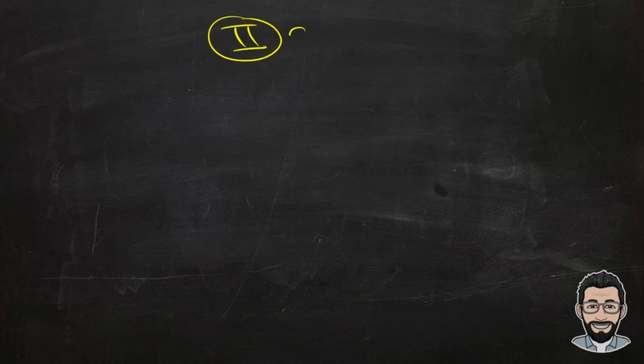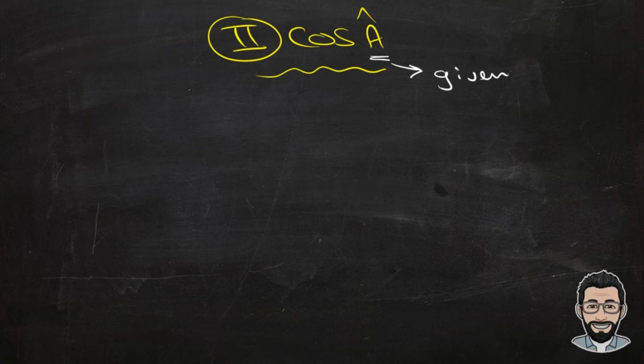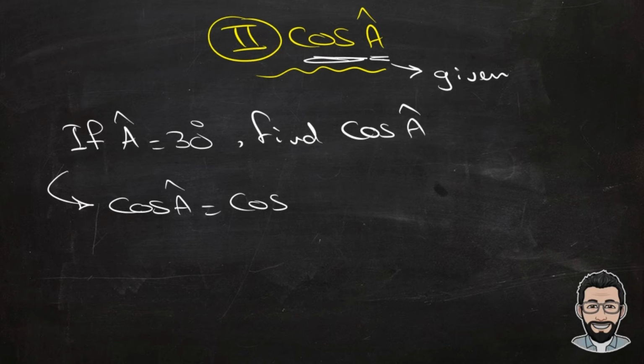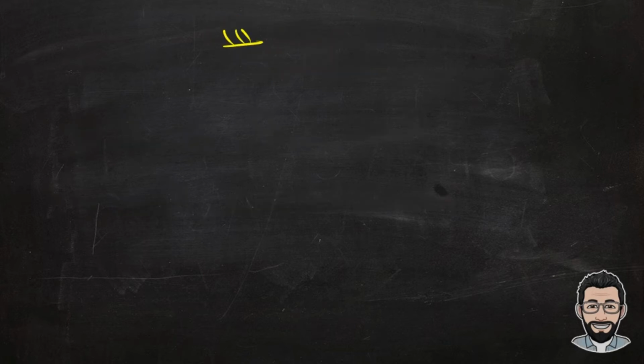The second case of cosine angle A. When I give you angle A and I ask you to find cosine A, all of it. For example, if angle A equals 30 degrees, find cosine of angle A. So you're only going to write it on the calculator. Cosine of A equals cosine 30 equals 0.86 or 87.